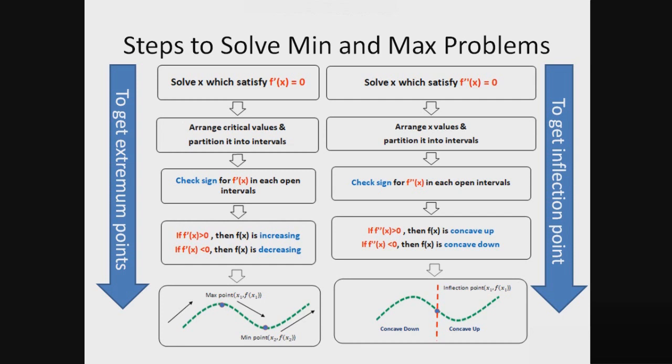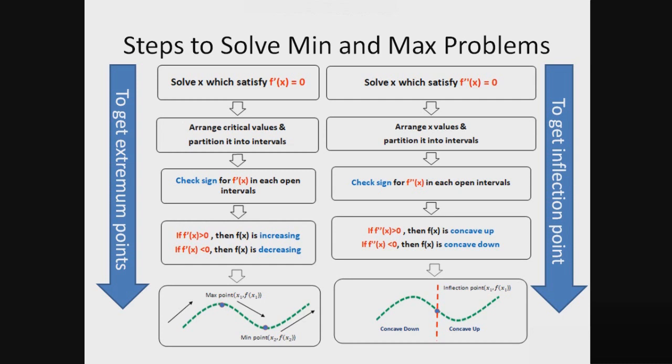the f(x) function. Okay, then how about if we want to find the inflection point? The first step is to solve for x which satisfies f double prime x is equal to 0. Then we have to arrange the x values and partition them into intervals. Step number 3, check the sign of f double prime x in each open interval. Step number 4, we have to check: if f double prime x is greater than 0, then f(x) is concave up. Otherwise, f(x) is concave down.